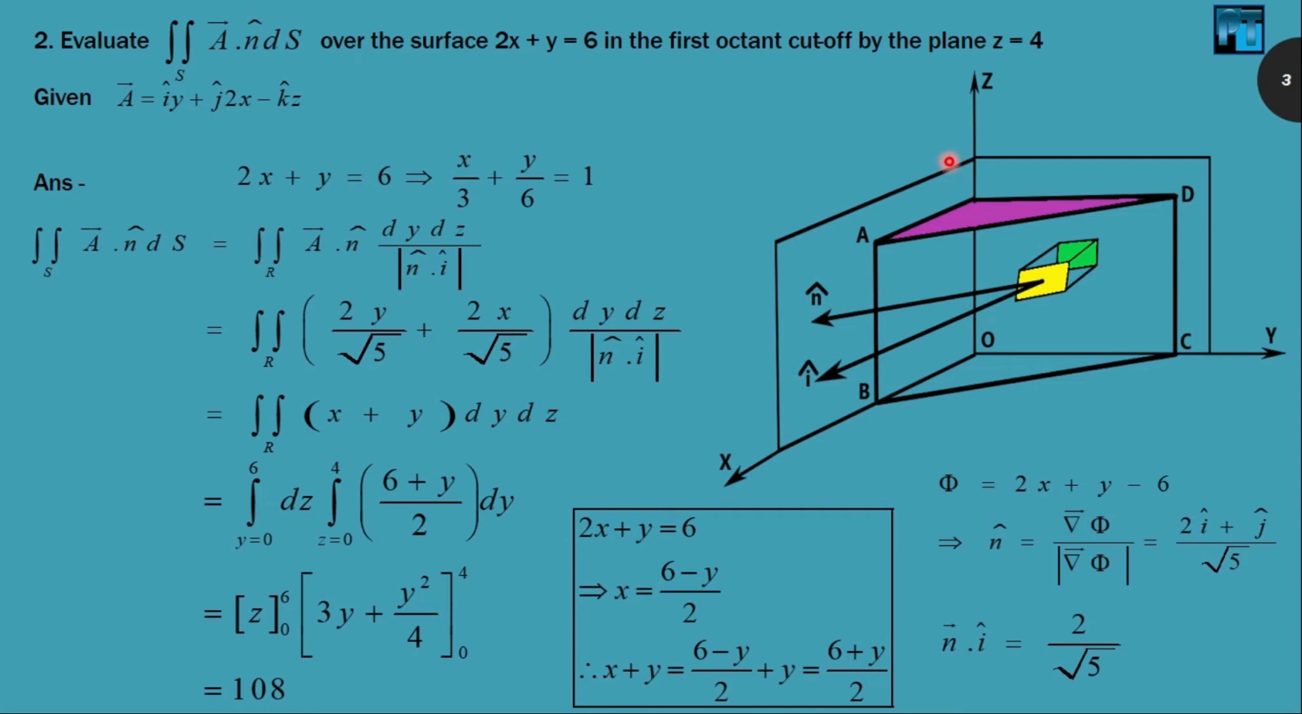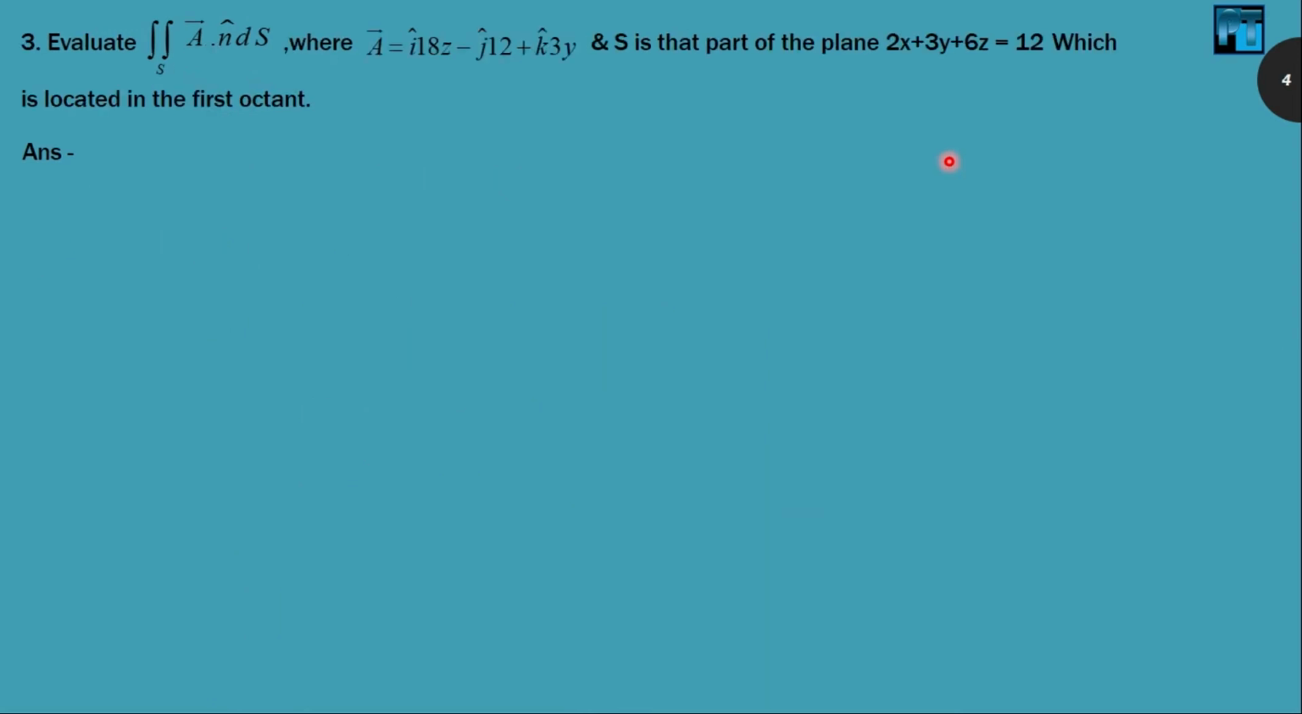Now for our third question, evaluate the surface integral where A is given and S is the part of the plane 2x plus 3y plus 6z equals 12, which is located in the first octant. This line is very important: in the first octant. So x is positive, y is positive, z is positive. Everything is okay, and we are dealing with the most simplified format of surface integral.